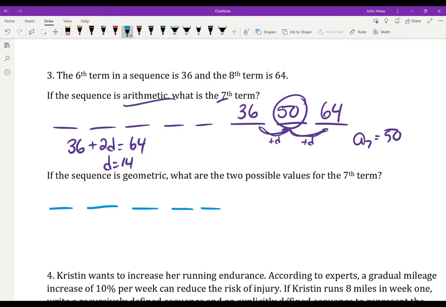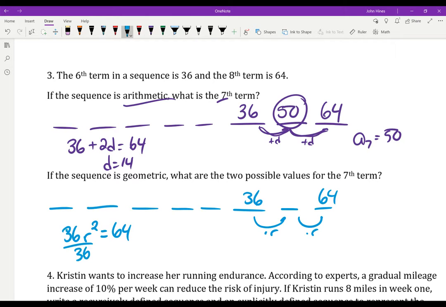1, 2, 3, 4, 5, 6, 7, 8. What if this was a geometric sequence? Well, that's times r each time. That's times r each time. 36 r times r, say like a pirate, r squared is 64. So now in this case, I have a common ratio I need to find. r squared equals 64 over 36. And then I'm taking the square root there. So to get r by itself, I had to use a little inverse operations there.